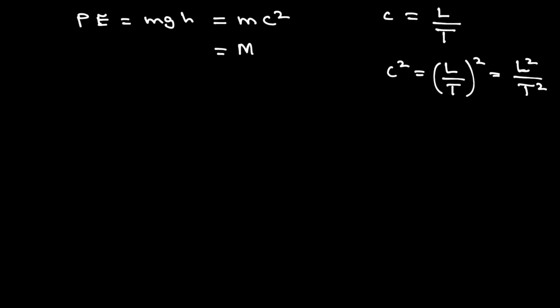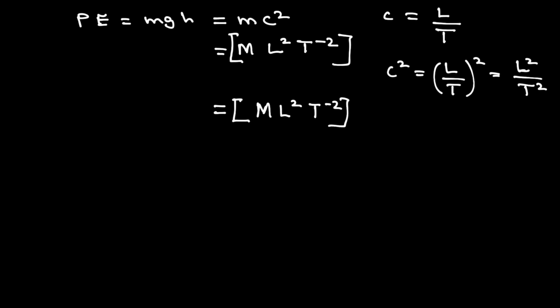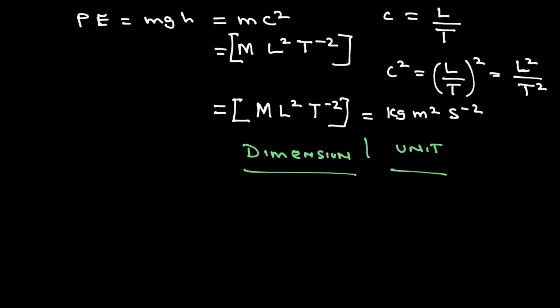So I can put it here. M for mass, capital M for mass, for dimension. L squared, t to the power minus 2. So that will be my dimension. And the dimension is square bracket, capital M, L squared, t to the power minus 2. That's the dimension of energy. And that will become kilogram meter squared per second squared. That's the unit of energy. So we can say unit and dimension. So the potential energy has the dimension of energy and the unit of energy. And the unit is in joules.